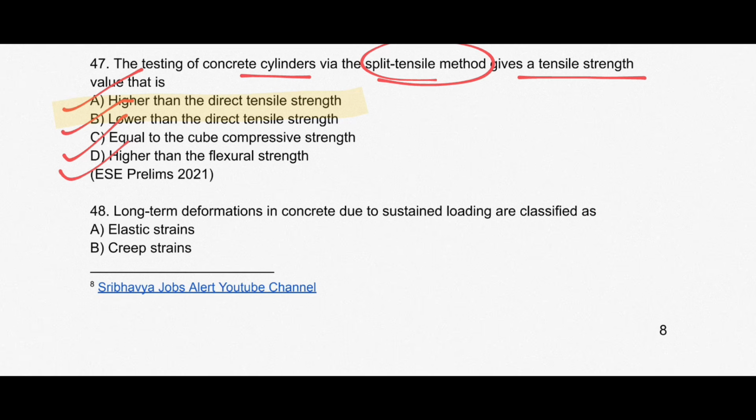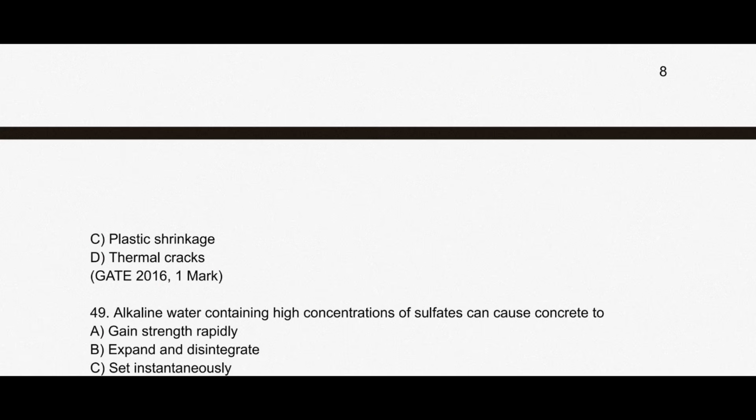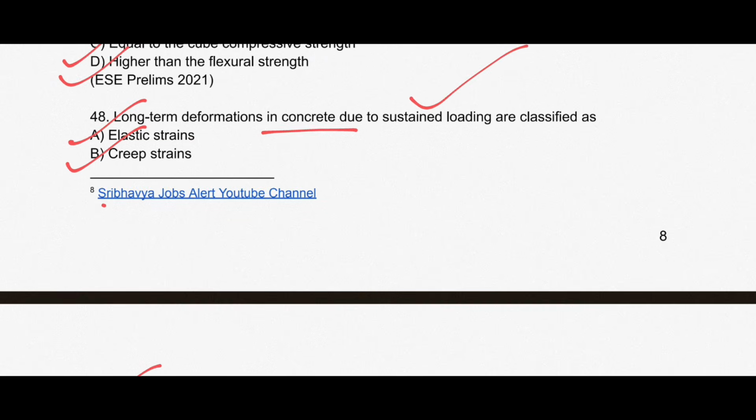48th question. Long-term deformations in concrete due to sustained loading are classified as elastic strains, creep strains, plastic shrinkage, thermal cracks. So the answer is creep strain. This came earlier, but the question was asked differently. They said long term deformation, there they said permanent deformation. They said sustained loading, they said constant loading. The answer is the same, creep.